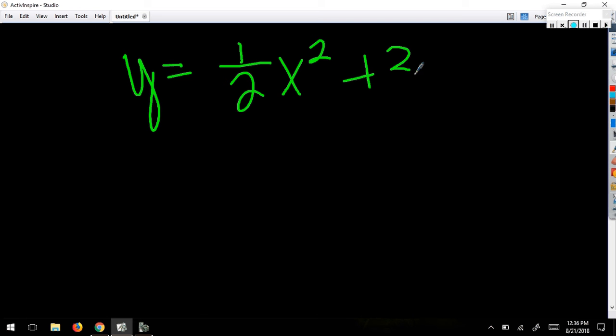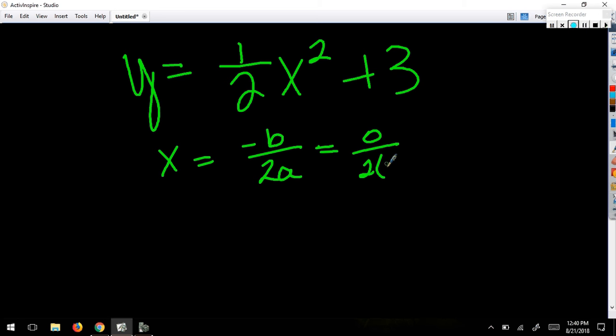I want you to find the vertex. Opposite B over 2A. What is B? 0. What is A? 1/2. I can't really do the negative 0, so I leave it. It doesn't really even matter what's on the bottom because 0 divided by anything is 0.